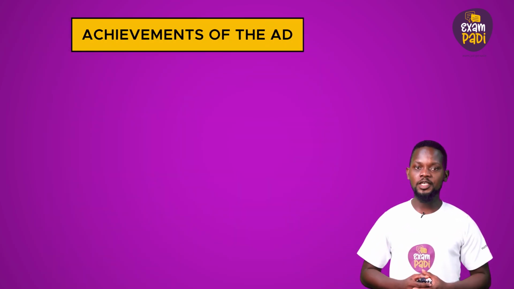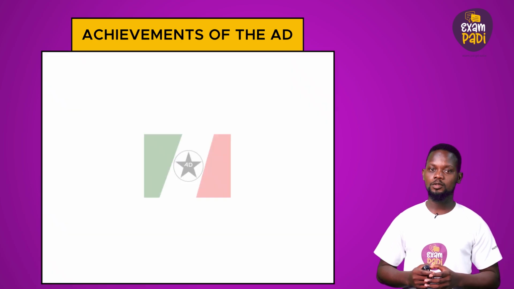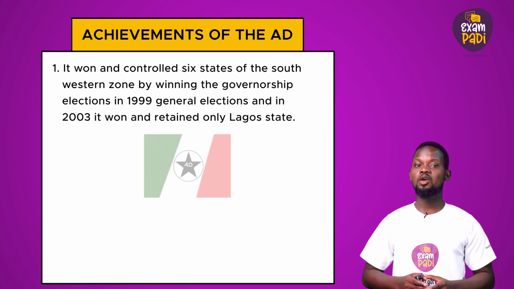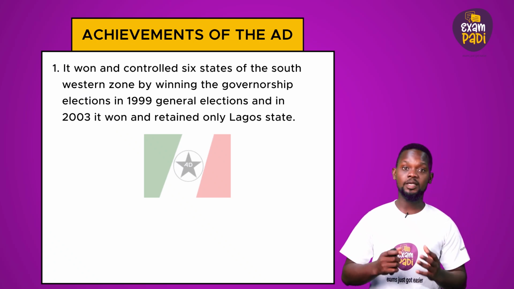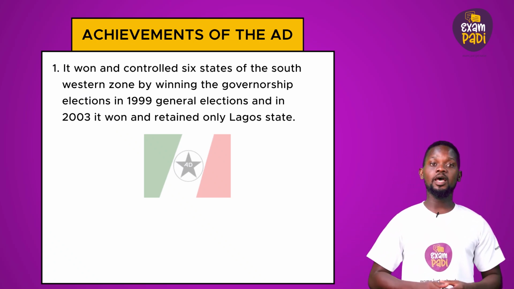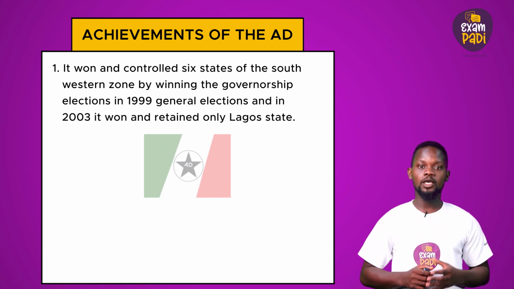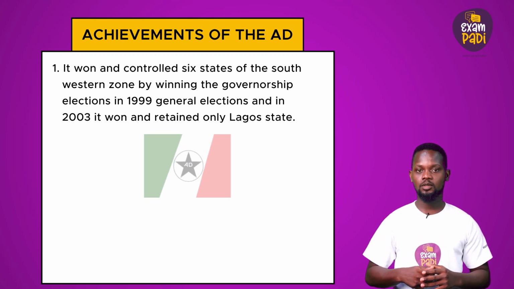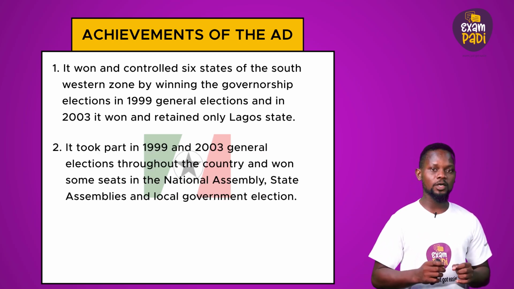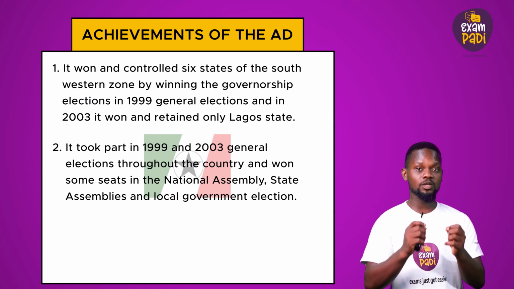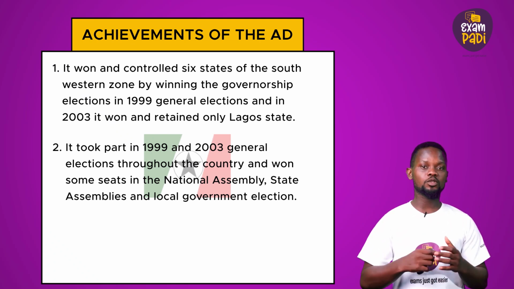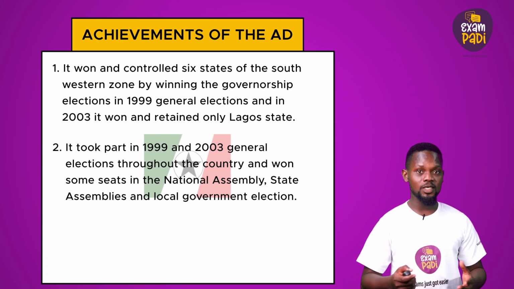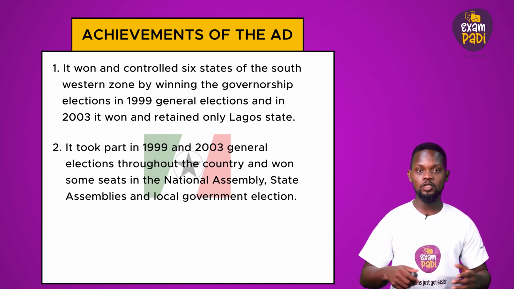The achievements of AD include: number 1. It won and controlled 6 states of the Southwestern Zone by winning the governorship elections in 1999 general elections, and in 2003, it won and retained only Lagos State. Number 2. It took part in 1999 and 2003 general elections throughout the country and won some seats in the National Assembly, state assemblies, and local government elections.